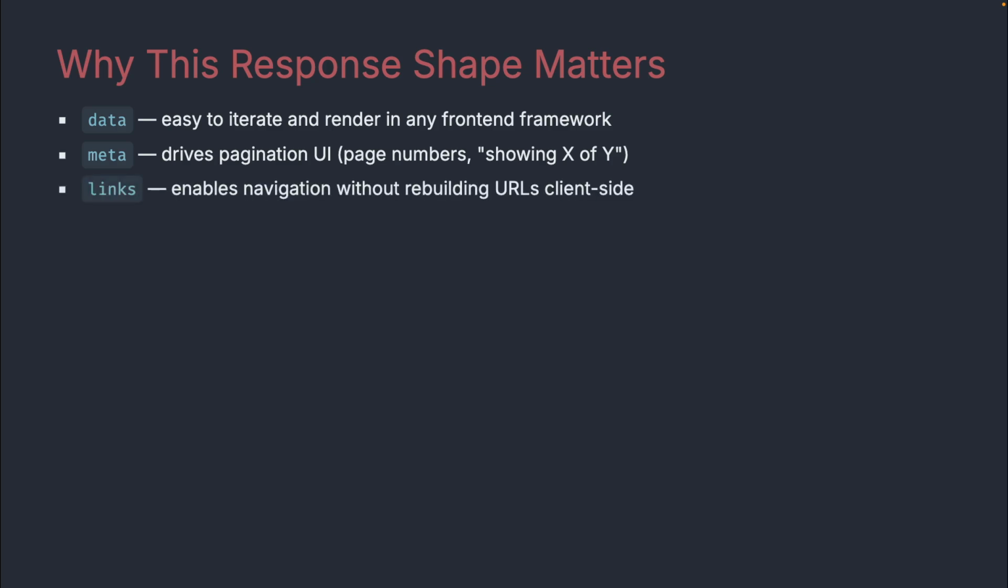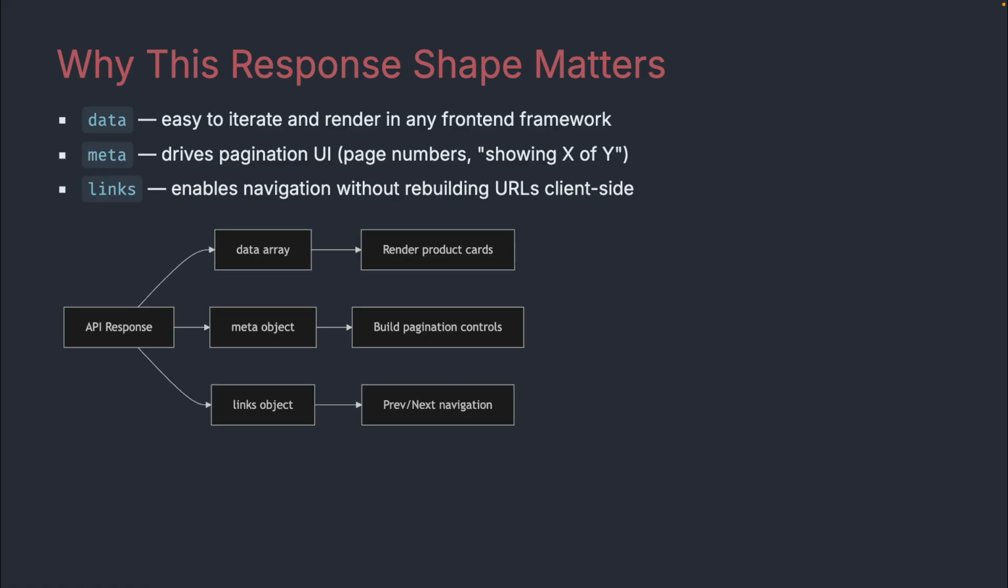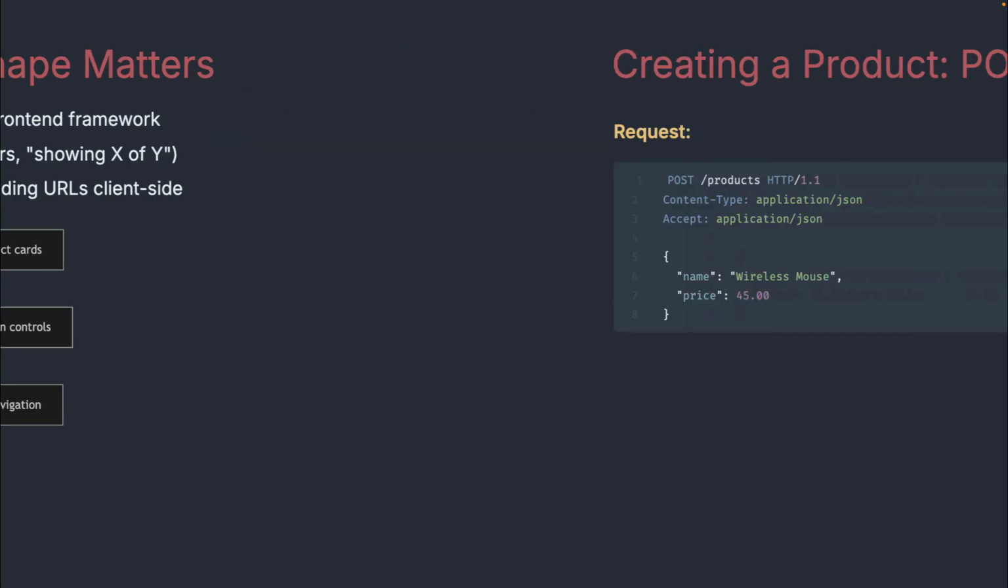Links enable navigation without rebuilding URLs on the client side. That's a good thing because you give the user what really exists on the server and don't let that be changed on the client side, because it could be tampered with. So in API responses: data, meta, links. You render the products, build the pagination control, and handle previous and next navigation, pretty much.